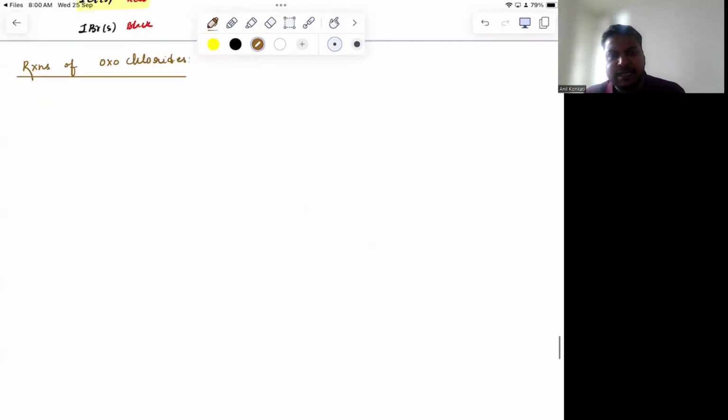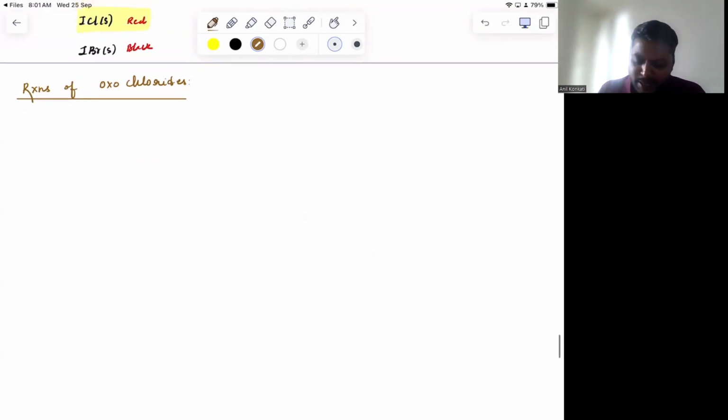Just remember these directly as reactions. You don't need to worry about which particular case it is. So first one, if it is given as Cl2O with NaOH, we just learned that Cl2O is an anhydride of HOCl. So that will become NaOCl plus H2. This is reaction number one.